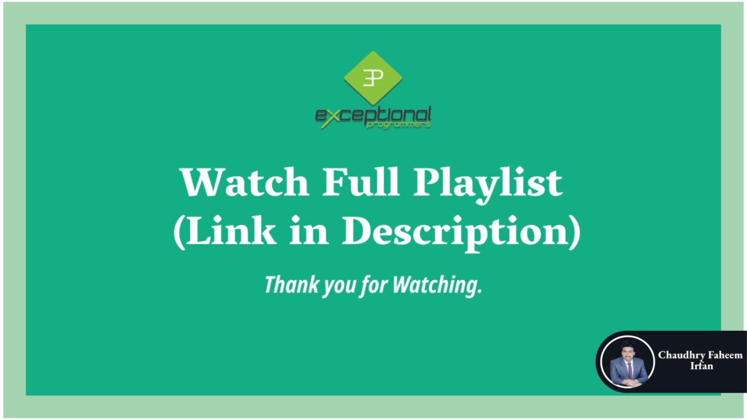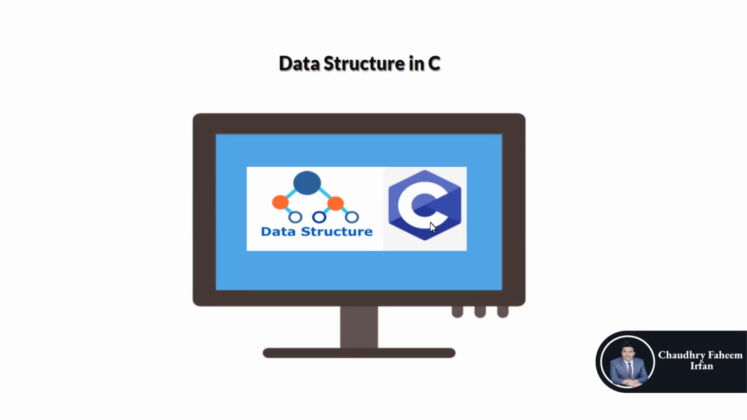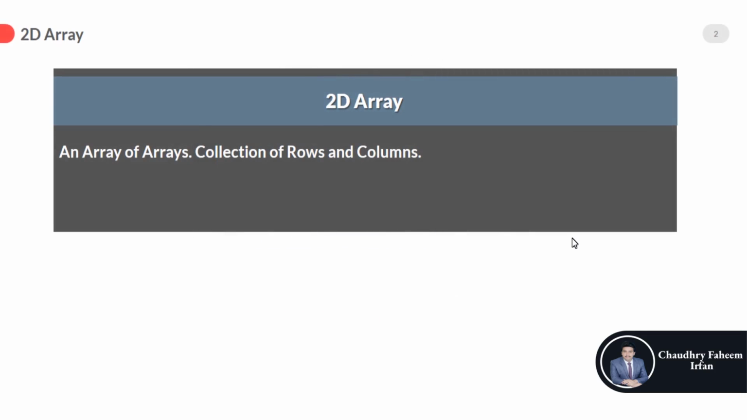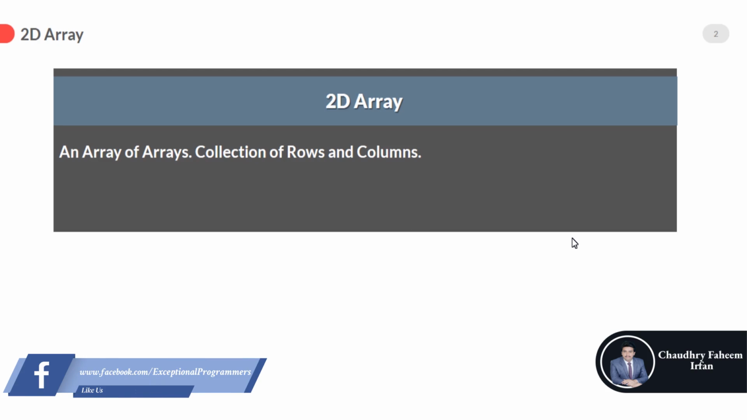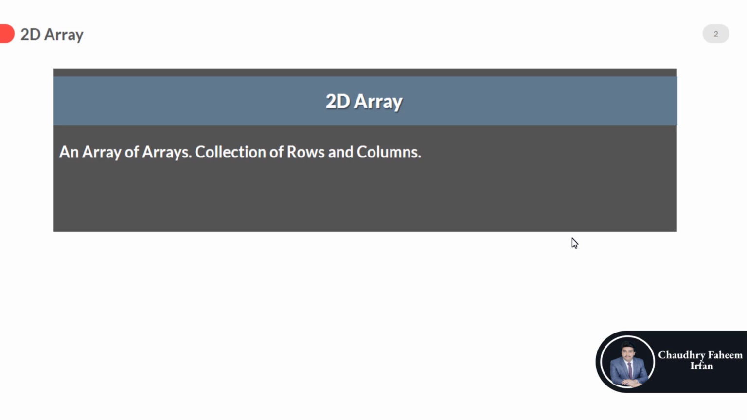Welcome to this lecture. In this lecture we are going to learn about 2D array. Here is the definition for 2D array: an array of arrays, a collection of rows and columns. Like matrices, data is organized in rows and columns. We can say that it is like a tabular form. We can store bulk numbers of records in the 2D array.